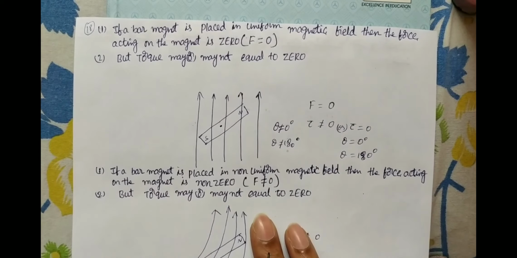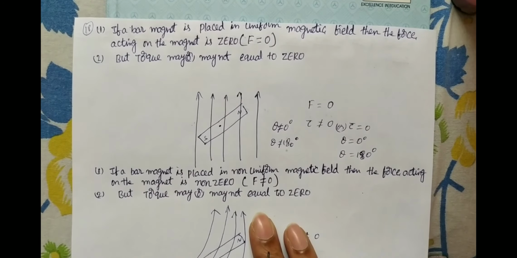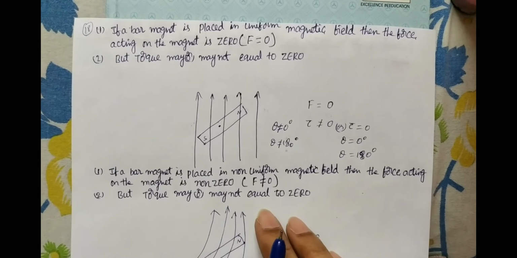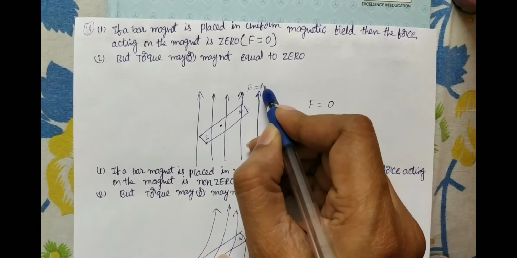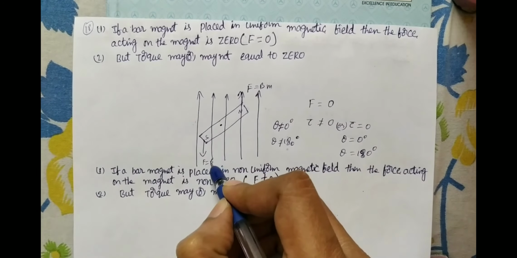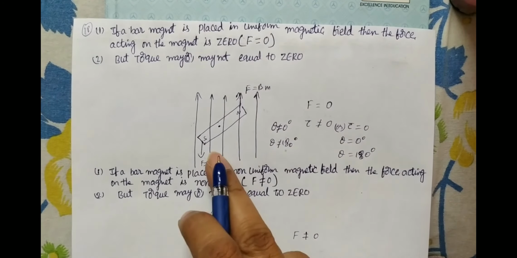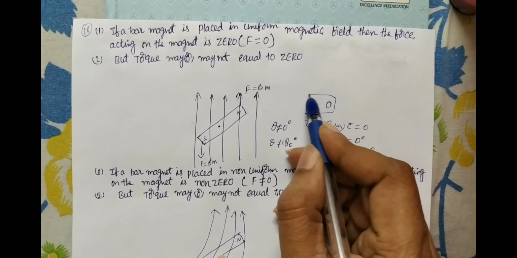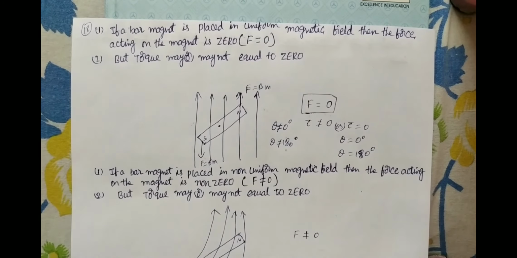Now we'll see different cases of couple acting and force acting on the magnet when it is placed in a magnetic field. First, we are placing it in a uniform magnetic field. In a uniform magnetic field, the force acting upward is F equal to Bm, and downward also the same force is acting, F equal to Bm. Both forces are equal in magnitude and opposite in direction. The net force acting on that is 0. If you place a bar magnet inside a uniform magnetic field, definitely the force acting on it is equal to 0.